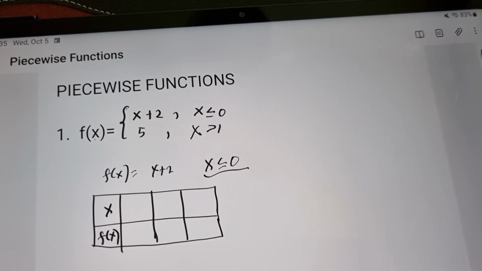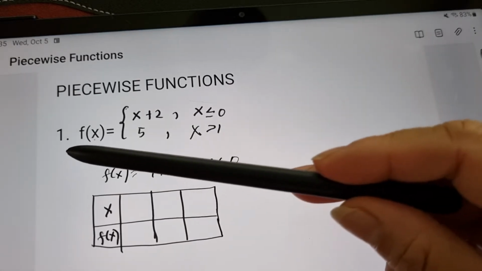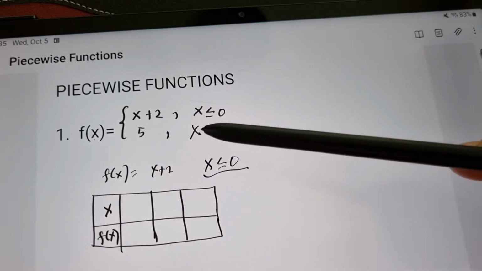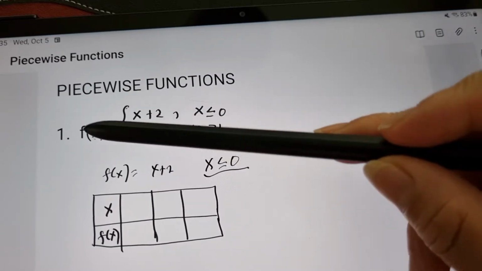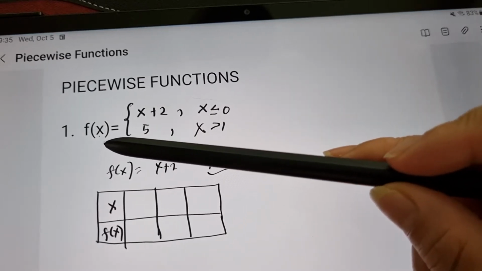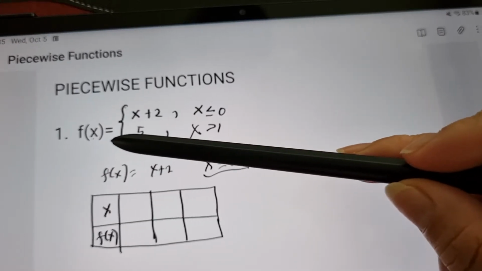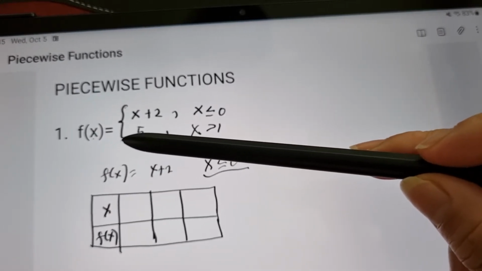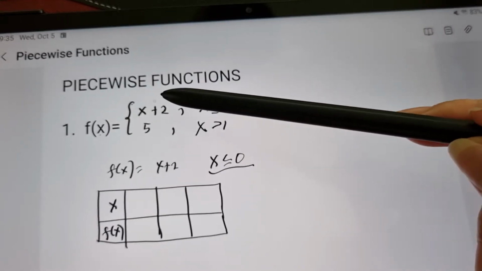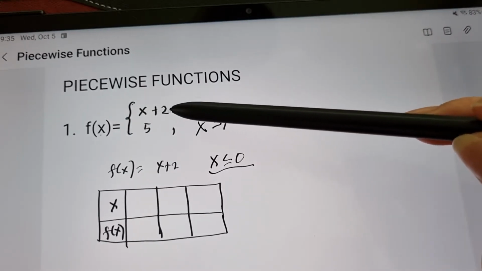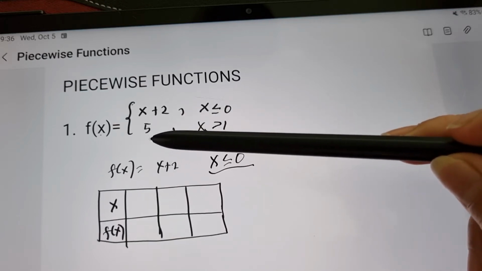So pag tinignan natin, parang very complicated ang given natin. Look at this number 1. Sa number 1, ang given function natin, ang name ng function natin ay f of x. Now, sabi natin ang piecewise functions composed of two or more functions. Okay, so we have here, the first function is f of x is equal to x plus 2 and the other one is equal to 5.